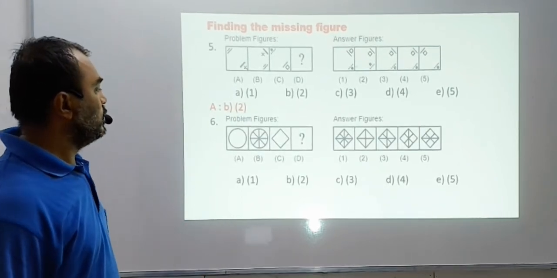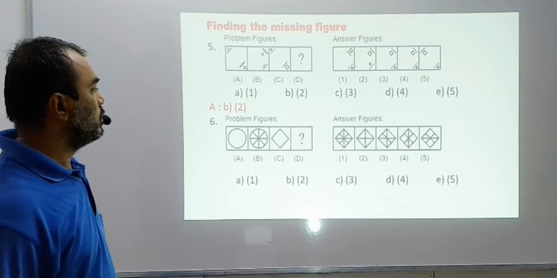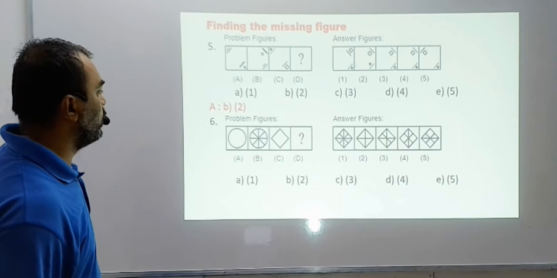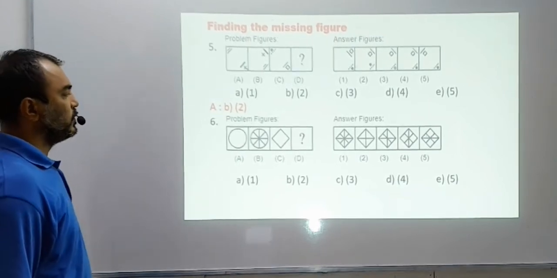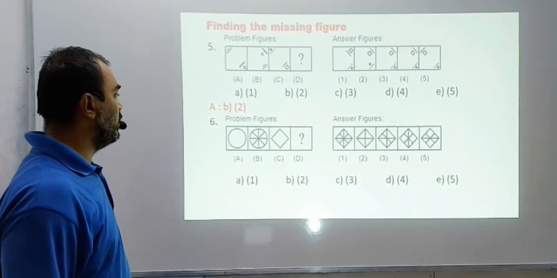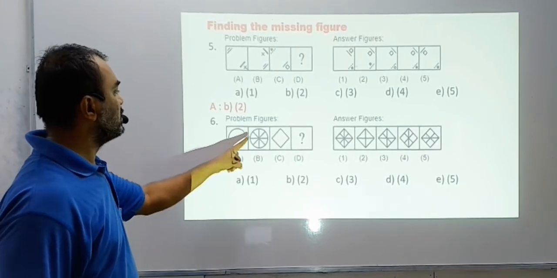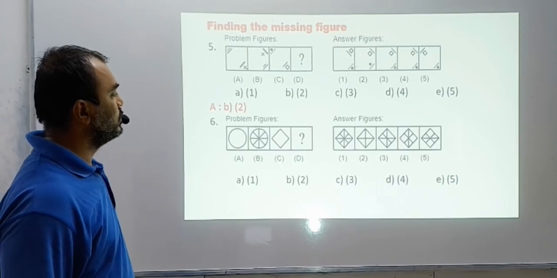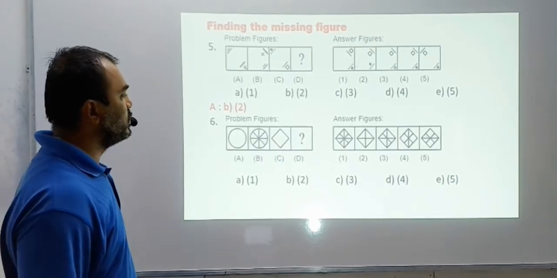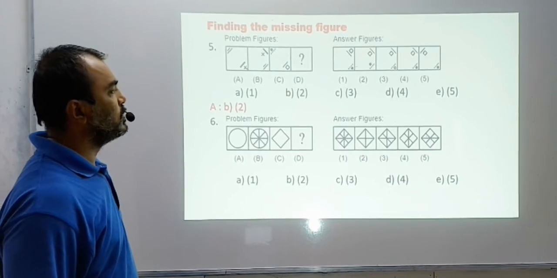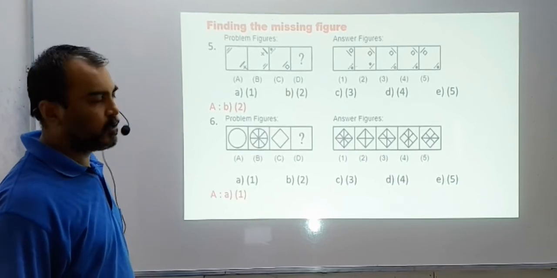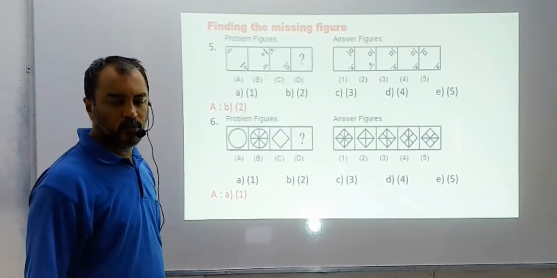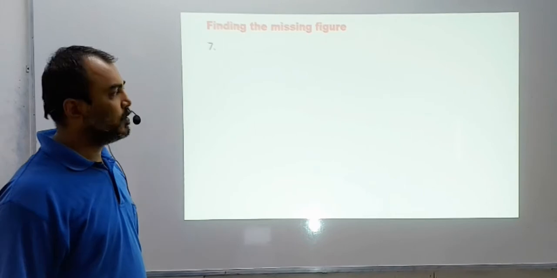Now the next one looks quite simple and you should be able to give your answer very quickly. A and B. A is a circle, B is a circle. The only difference, the circle is divided into how many parts here? 8 parts. So you can apply the same logic to C, divide into 8 parts and you will have your answer. Yes. What is your answer? A1. That was quite simple. You must have noticed. Yes? Then next question.